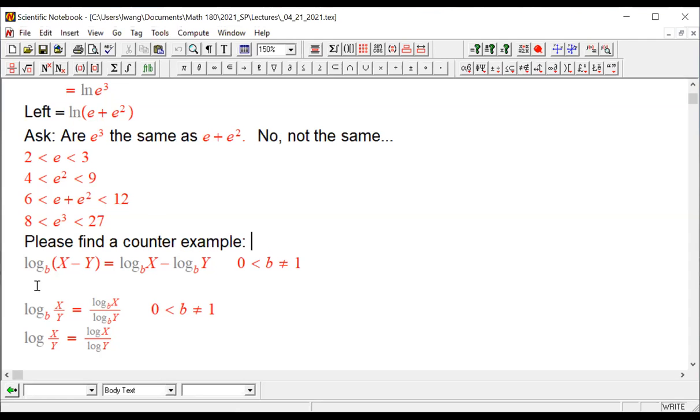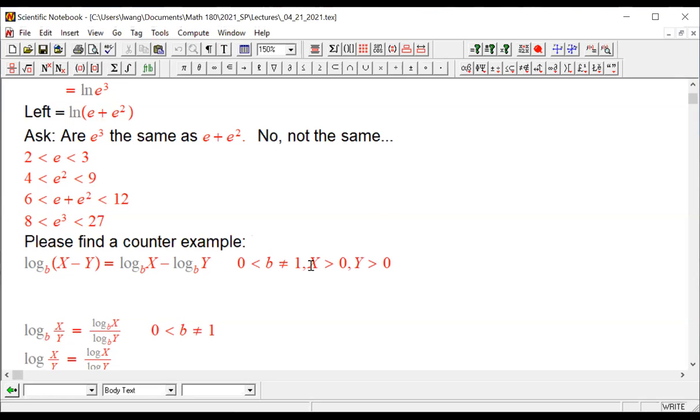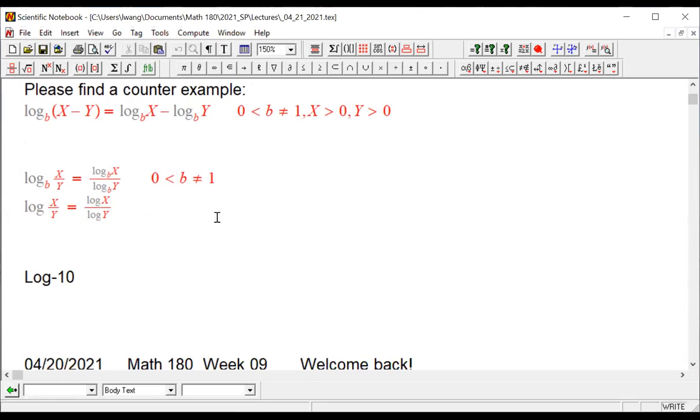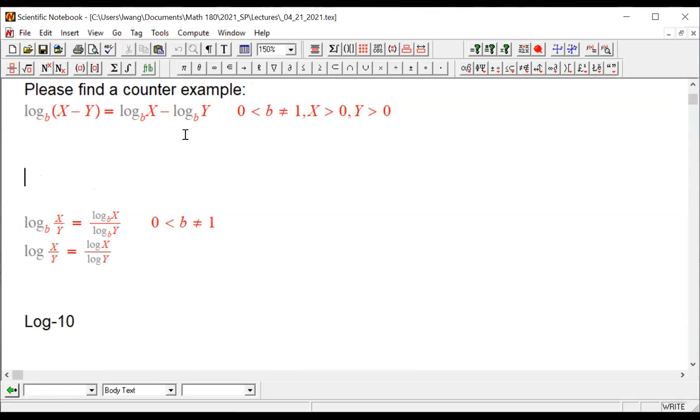Counterexample means you specify the B, you specify the X, and you specify the Y. And just remember, X has to be larger than 0, and Y has to be larger than 0, so we operate in the domain. This process allows us to practice with log 2, log 3, log 5, log 6, and so forth, so we are practicing those examples that were given in those exercises.